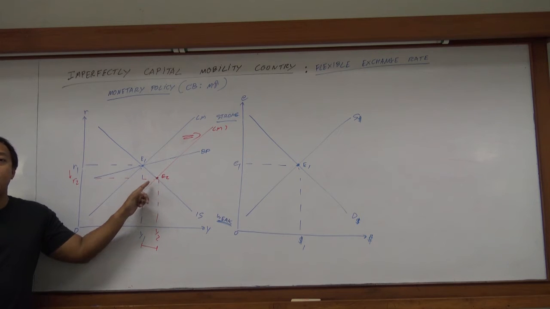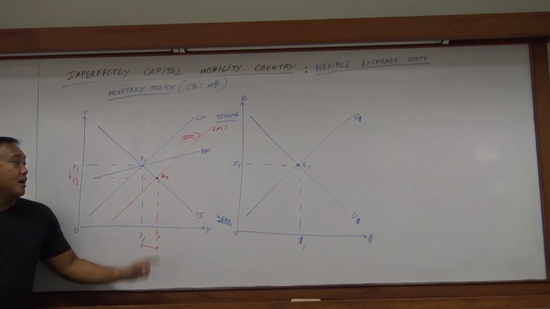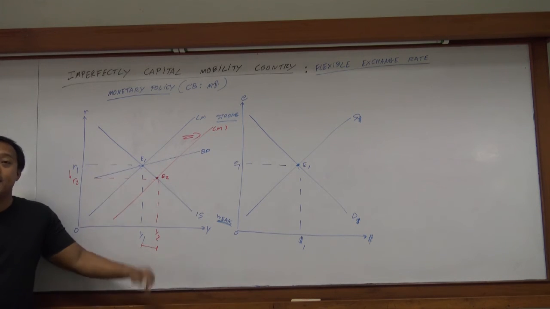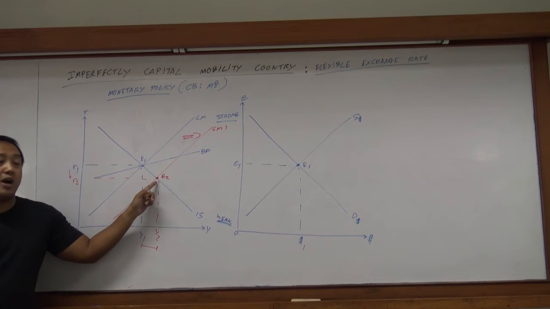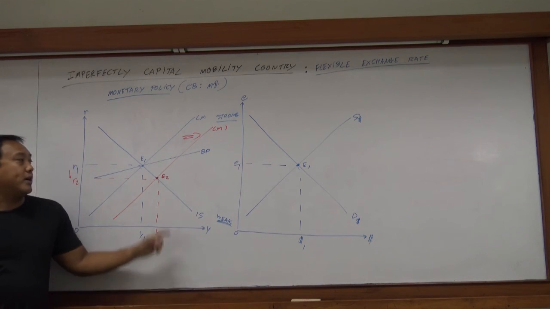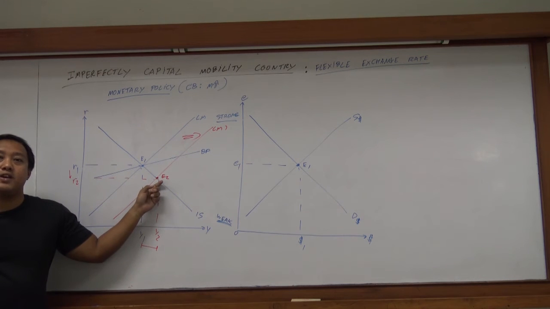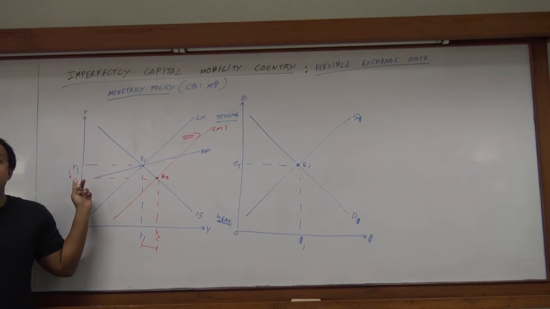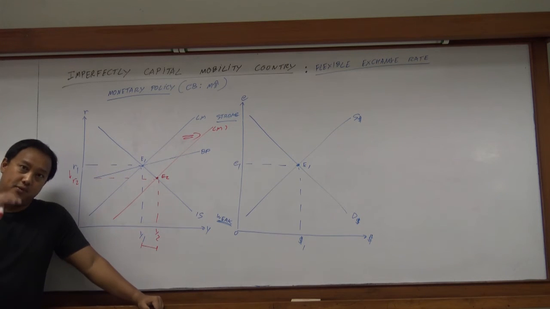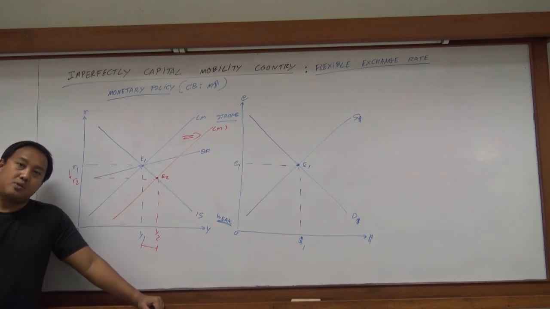At the new equilibrium point E2, the point where IS intersects the new LM curve, it is located below the BP curve. What does this mean? The new equilibrium point being below the BP curve means that the real interest rate here, R2, is a little bit too low, lower than normal.